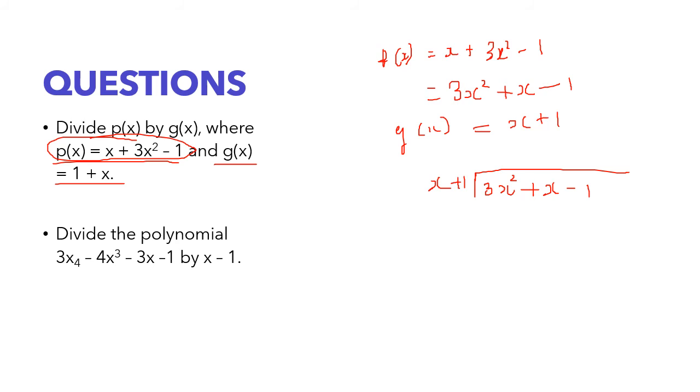What would I do first? We should multiply x with what to get 3x square? We should multiply x with 3x. If you multiply x with 3x, you get 3x square, right? So I put that 3x over here. x into 3x is 3x square, and 1 into 3x is plus 3x. The very next step, as in regular division, is subtraction. We alter the signs. So 3x square minus 3x square becomes 0, and x minus 3x becomes minus 2x.